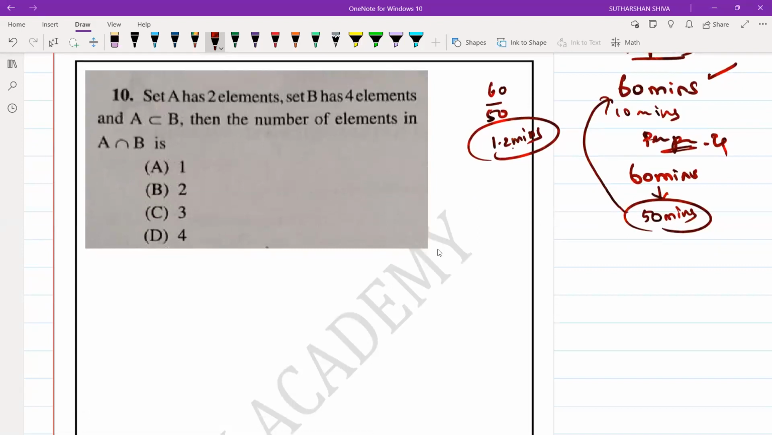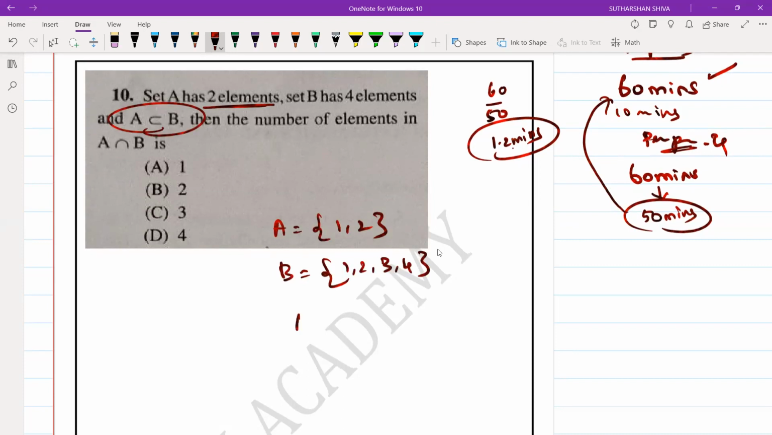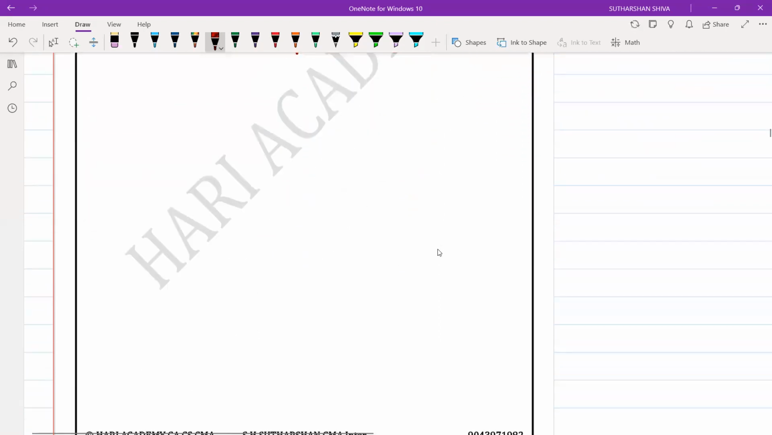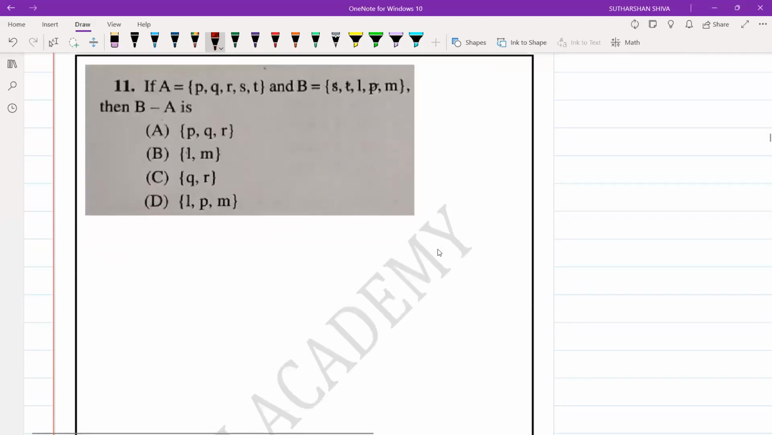Okay, now quickly we will do question number 10. Question number 10, a set A has 2 elements. Let's say I will take 1 and 2. Set B has 4 elements. And A is a subset of B, they are given. So 1, 2, 3, 4. I will take the same elements because they are given subset. So they are asking A intersection B. A intersection B is nothing but what? 1, 2. So my number of elements is 2. The theoretical example, I'm just putting in a practical way for your understanding purpose so that it will become easier. Okay. Now, question number 11.